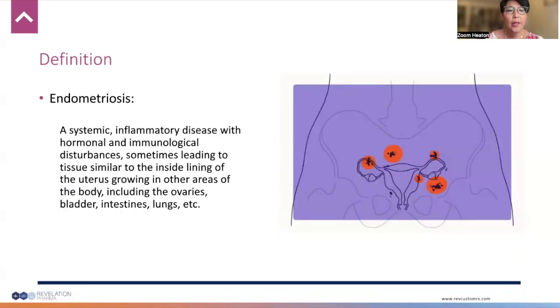So, what is endometriosis? The textbook says it is a systemic inflammatory disease with hormonal and immunological disturbances, sometimes leading to tissue similar to the inside lining of the uterus growing in other areas of the body, including the ovaries, the bladder, intestines, and lungs. So, in endometriosis, the cells that form the endometrium grow outside of the uterus, and it most often occurs on or around reproductive organs, in the pelvis or abdomen.